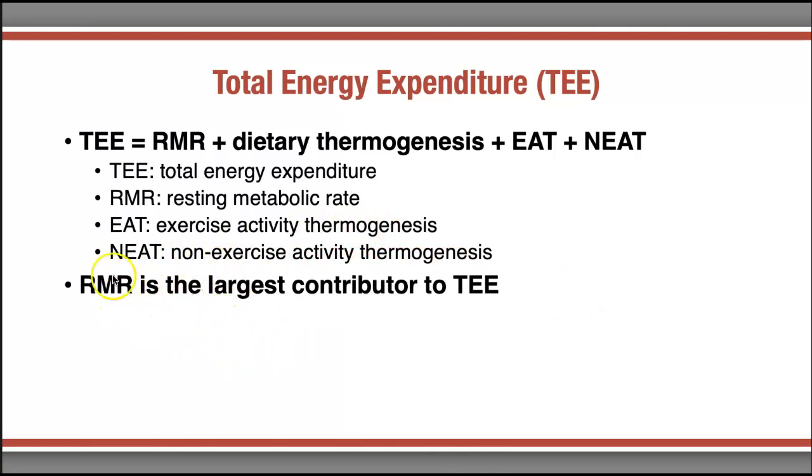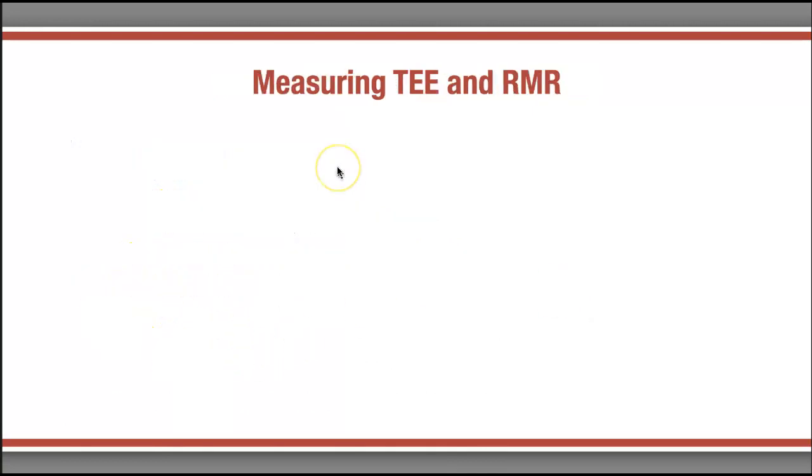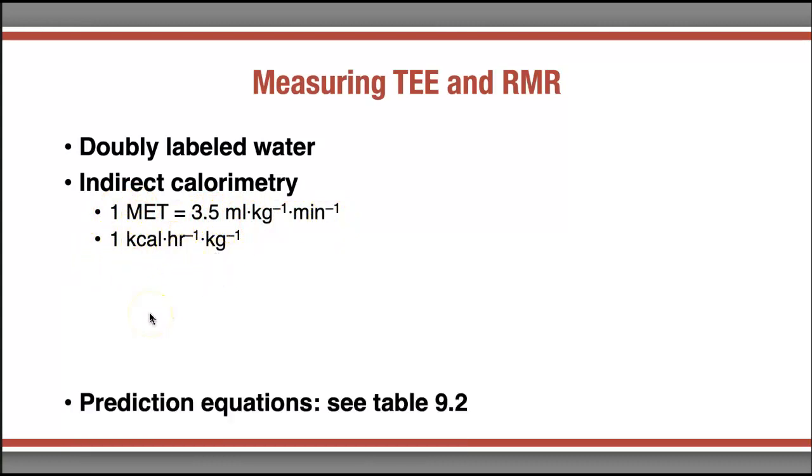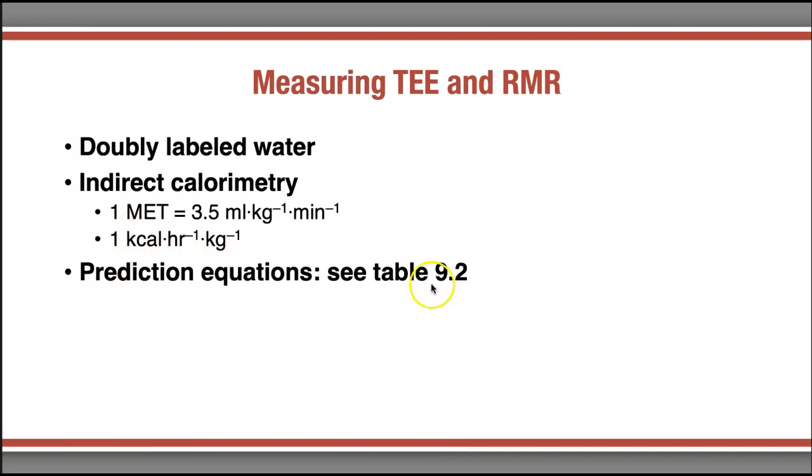Your RMR is the largest contributor to your total energy expenditure. How we would measure that: we use doubly labeled water, and then we use indirect calorimetry. We either use 1 MET is 3.5 milliliters per kilogram per minute, or 1 kcal per hour per kilogram. There is a table in your book. I think I have it here later, but you can look that one up.